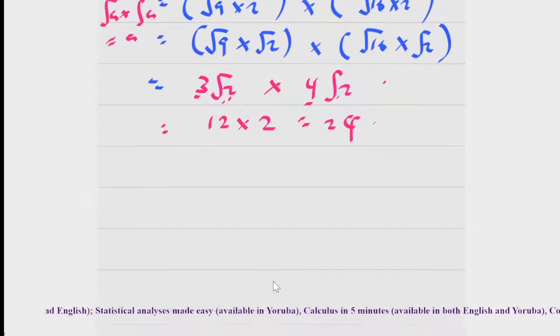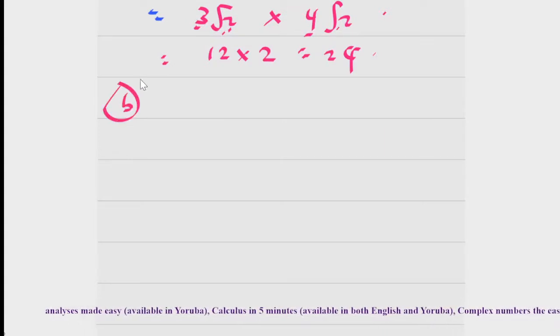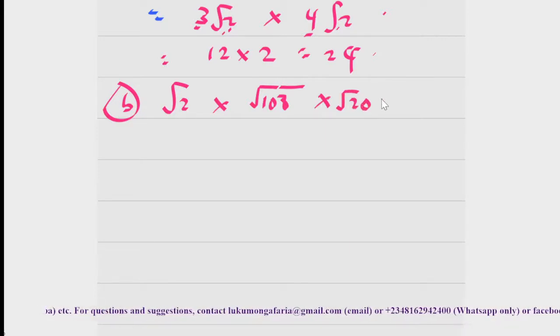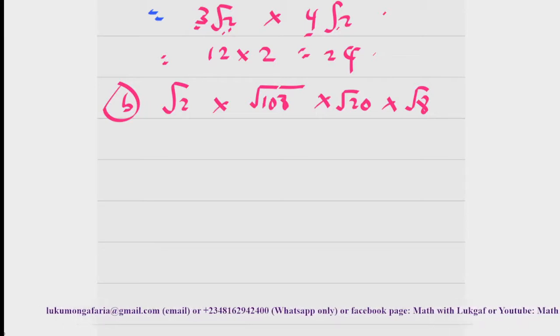Okay, now let us do another example if that is clear. Example: I have root 2 multiplied by root 108, and perhaps multiplied by root 20, multiplied by root 8. So how do you do this? See whether you can simplify them further, to express them in their simplest form, and after that, we group them together.